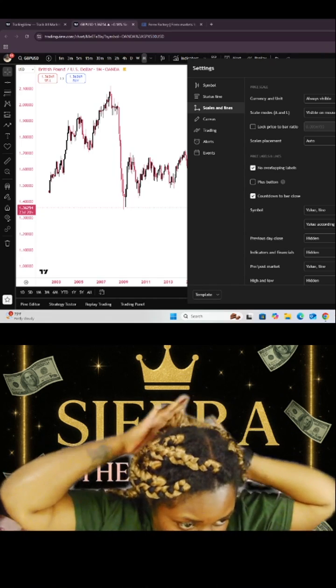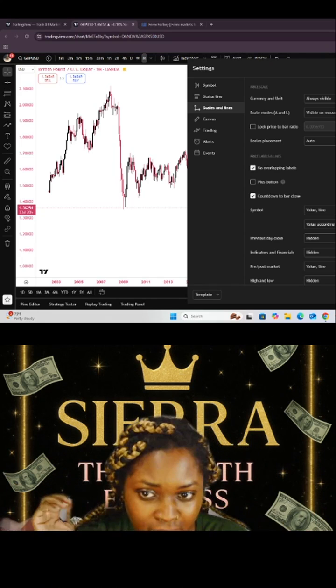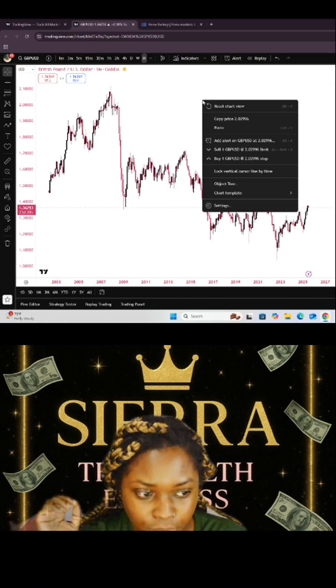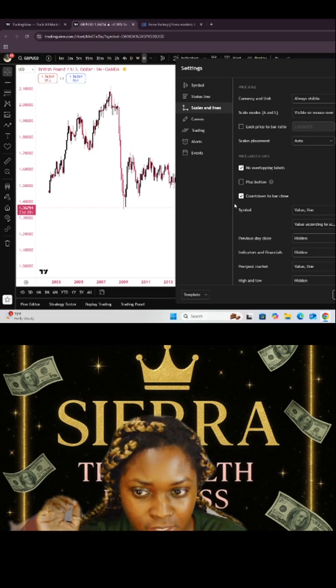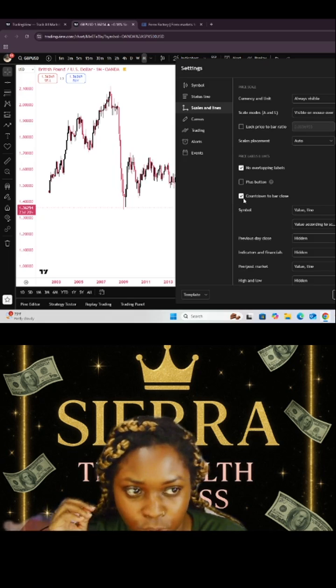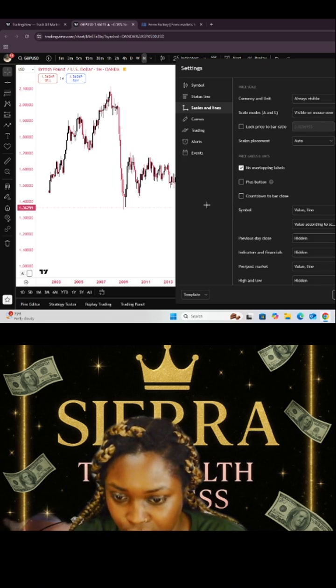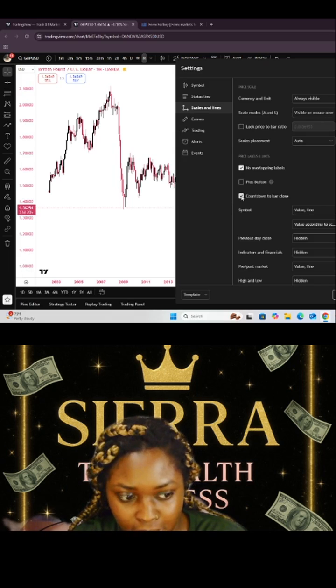So DJ Zeffy, you got it? You do this: you right click the chart, go down to settings, go to scales and lines, and then count down to bar close. And that's how you'll get it. See, if I uncheck it, you see it disappears, and then I check it, it comes back up.